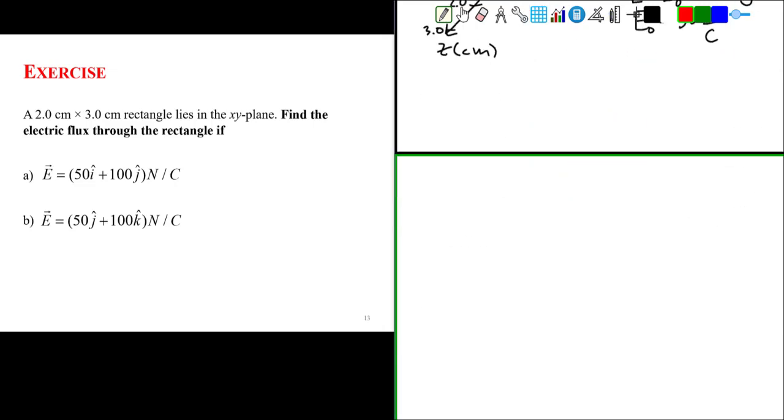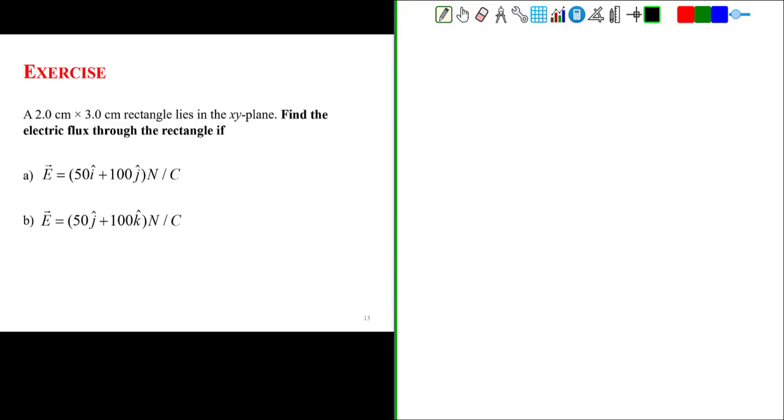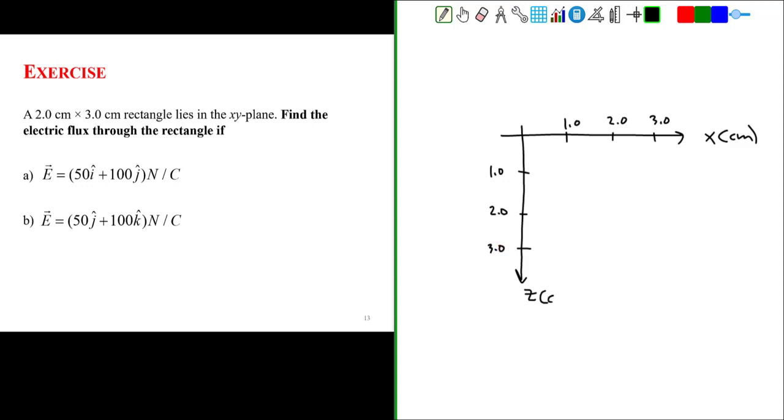Let's look down from the positive y-axis. As we look down from the positive y-axis, the z-axis will be going straight down, and that doesn't look straight down to me, so let's try it again. The z-axis will be straight down, and the x-axis is going horizontal and to the right. I will indicate my units. This is 1 centimeter, 2 centimeters, and 3 centimeters as before. And along the z-axis, I'll just do 1, 2, and 3 as well. These are all in centimeters.